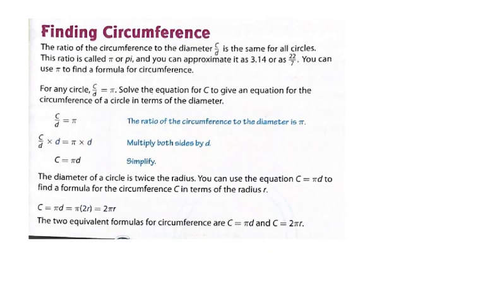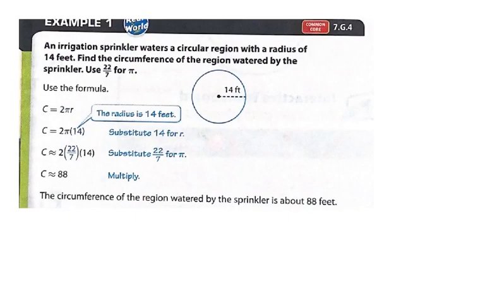So when you find circumference, this is the ratio, the ratio of the circumference to the diameter, that's pi. And I told you you could substitute 22 over 7 for pi, or use the pi button on your calculator, okay? You'll use circumference equals pi d as the formula, or 2 pi r if you know the length of the radius. Those would be the two equivalent formulas for circumference of a circle.